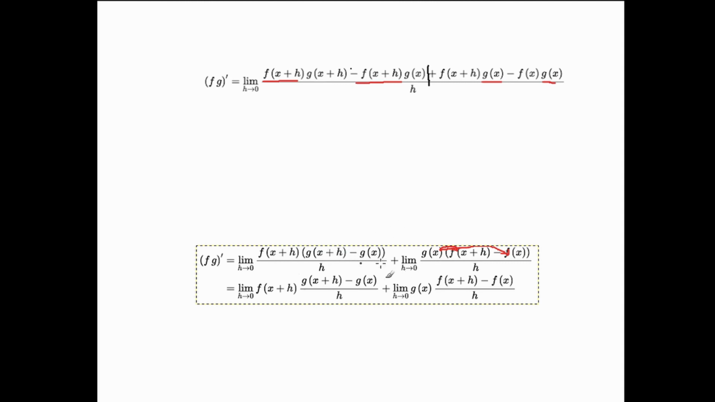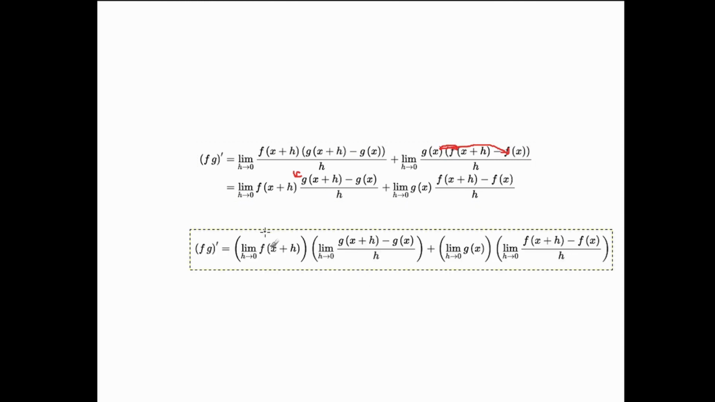But also, what we can do here is we can just take out this f of x plus h from this numerator and just make it a scalar that we're multiplying the whole fraction by. And also, we can take a g of x out of this numerator and just make it a multiple of this numerator, as these equal the same thing. So where can we go from here?